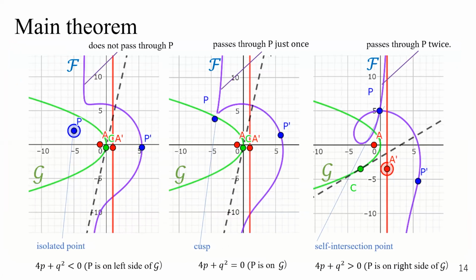My theorem asserts that the situation depends on the relationship between P and parabola G. For example, in the left graph, P is on the right side of parabola G, and P is an isolated point of the curve F. In the case of the middle figure, P is the cusp of F. In the case of the right figure, P is the intersection point of F.